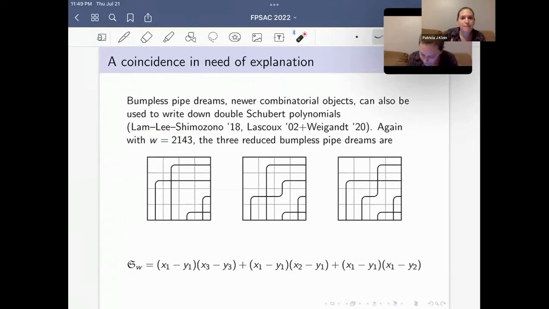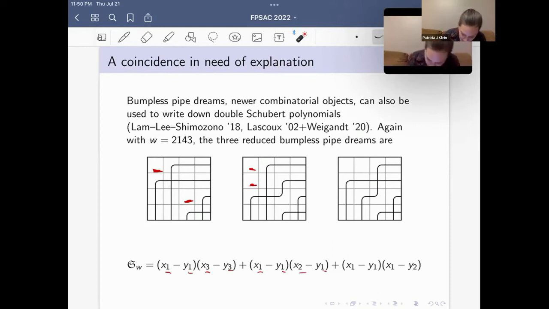And it turns out that these combinatorial objects also can help us write down the Schubert polynomial in a sort of complementary way, where we look at blank tiles. So this blank tile is in position 1, 1. This blank tile is in position 3, 3, and so on. So we have these other combinatorial objects, and they also tell us how to write down the double Schubert polynomial.